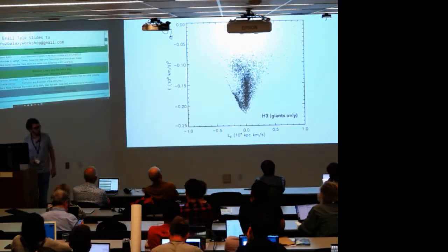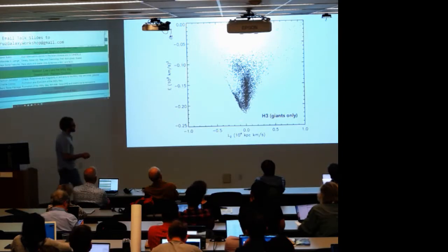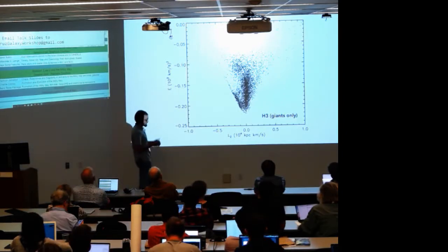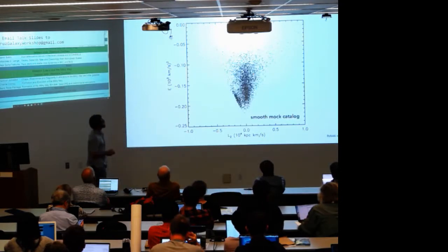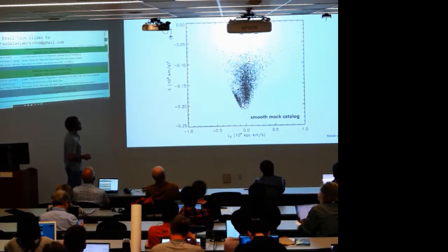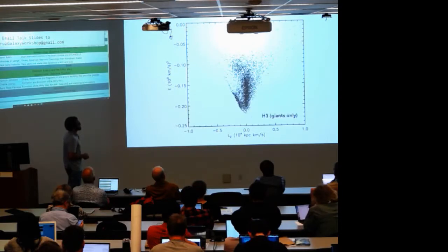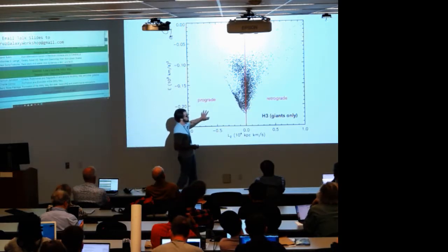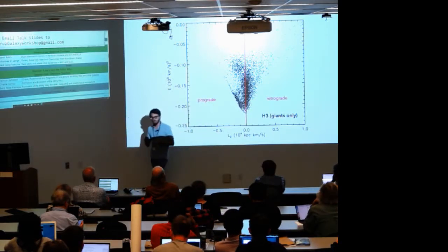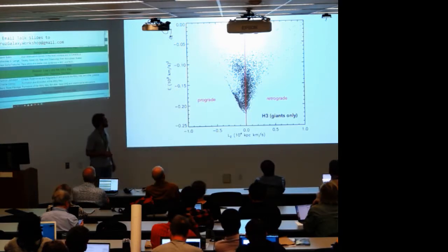In fact, this is what we observe. This is only focusing on the giants, so you don't look at all the nearby stars. It gives you a pretty good view of the entire halo. So you go back and forth, you see a lot of structure. And if you're not used to looking at these kinds of plots, I'll help guide your eye. This is 0, and over here is prograde stars, stars orbiting in the same direction as the disk, and the other side is the retrograde.